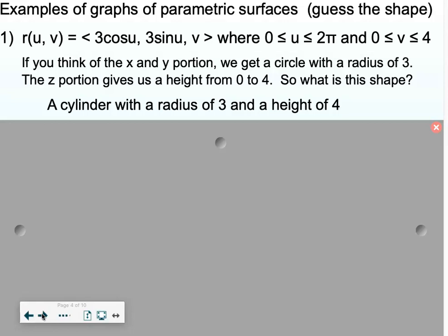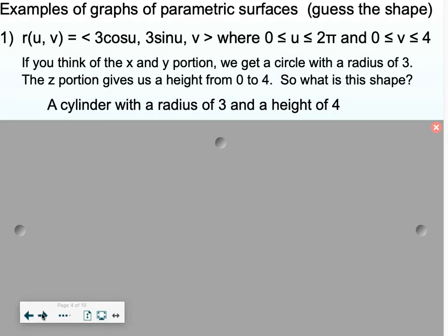Okay, so your u is basically just theta. Like you could think of it as 3 cosine theta, 3 sine theta, right? And then your z could just be v, right? It's just your z. So really, what is this? This is a cylinder with a radius of 3 that has a height of 4. It's going from 0 to 4, right?